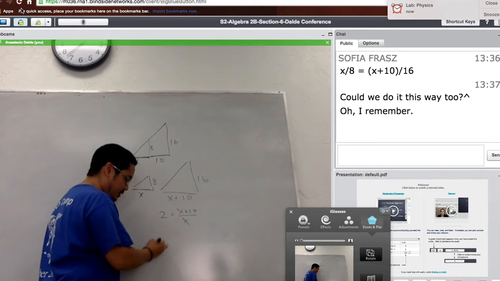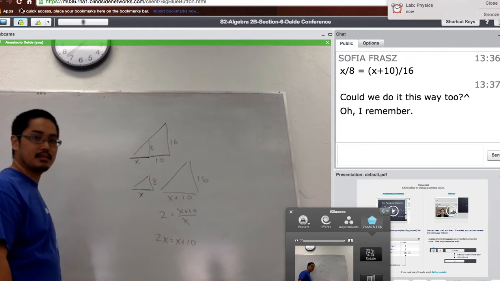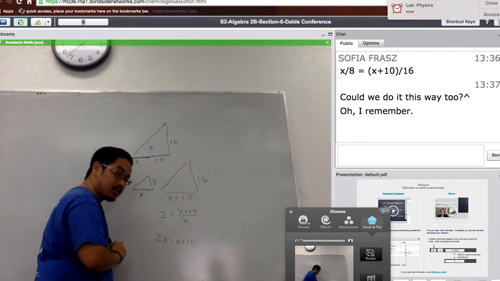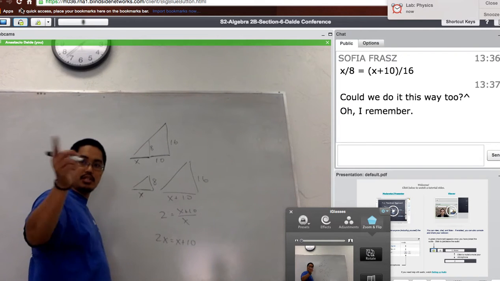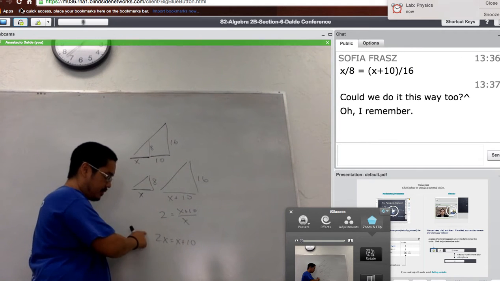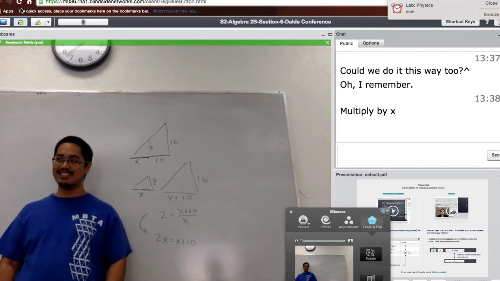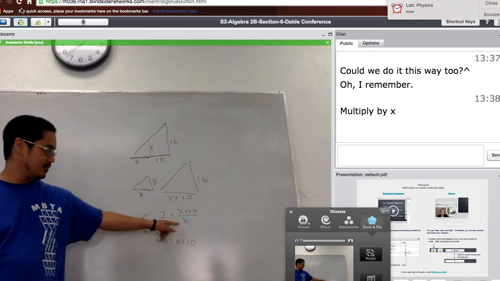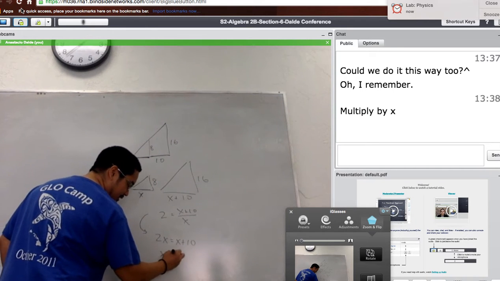That's for sure. Can I say that 2x equals x plus 10? Would you understand how I did that? What did I do? Multiply x by both sides. Yeah, get rid of the x up here. Boom, done. So x equals 10.